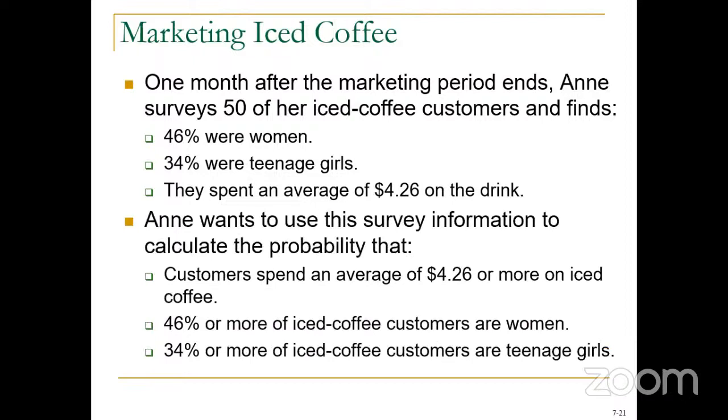Now, N. wants to use this survey information to calculate the probability that a customer spends an average of $4.26 or more on the iced coffee. This is one. 46% or more of the iced coffee customers were women, that is two, and 34% or more of the iced coffee customers are teenage girls, three. So these are the three questions the manager is trying to answer. She has two sets of data: one is the past historical data, which is the population data, and the other is the sample data.